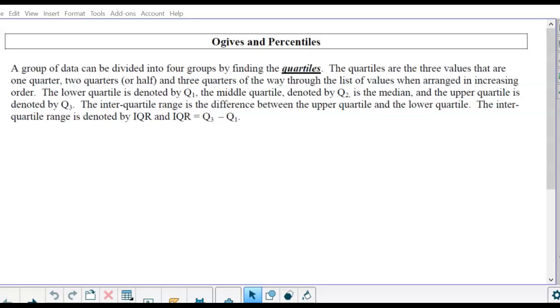Lower is denoted by Q1 and Q2, as I just said. And remember, the interquartile range is Q3 minus Q1. It's basically taking the ends of the box in a box and whisker, the difference of those, so the length of that box. All right.